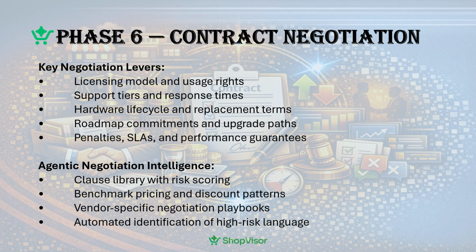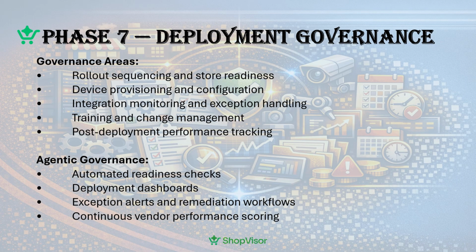Are they saying something that really you can't validate? So phase 7, deployment governance. And deployment is where many projects fail. So what are the governance areas?